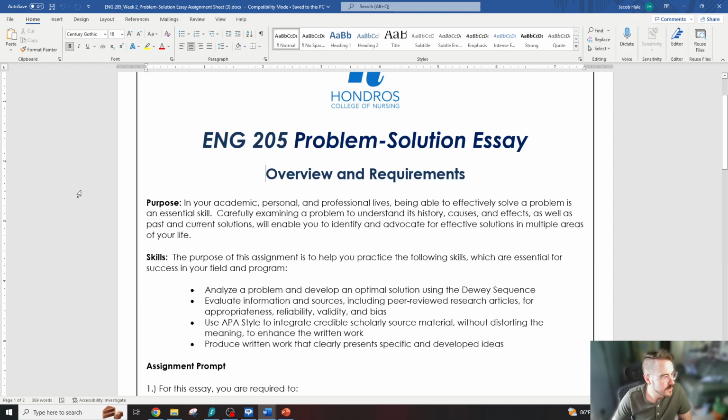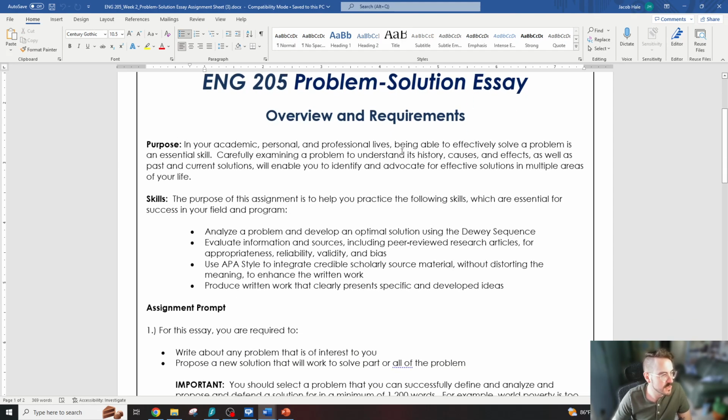So the purpose of this assignment: in your academic, personal, and professional lives, being able to effectively solve a problem is an essential skill. Carefully examining a problem to understand its history, causes and effects, as well as past and current solutions will enable you to identify and advocate for effective solutions in multiple areas of your life. So that's the purpose of this assignment. We also have some skills here that this assignment is designed to test or to give you some practice in. I'll let you read through those on your own. I am going to try to make this video not as long as possible.